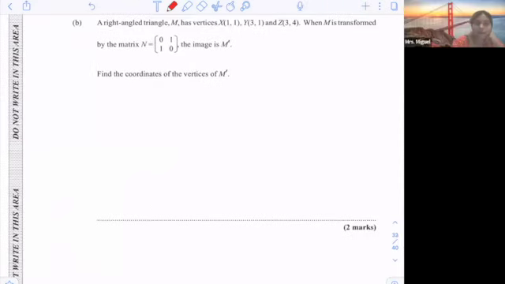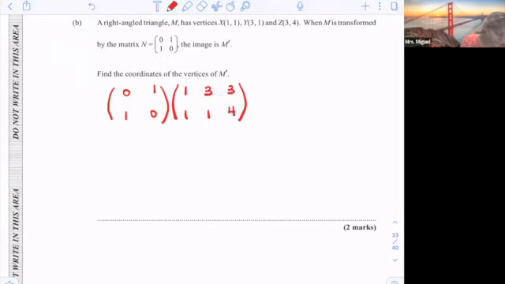A right angle triangle has vertices 1, 1, 3, 1, 3, 4 when M is transformed by the matrix 0, 1, 1, 0. So 0, 1, 1, 0, 1, 1, 3, 1, 3, 4. So this is a 2 by 2. This is a 2 by 3. The resultant matrix would be a 2 by 3. So row 1 by column 1. Work it out.